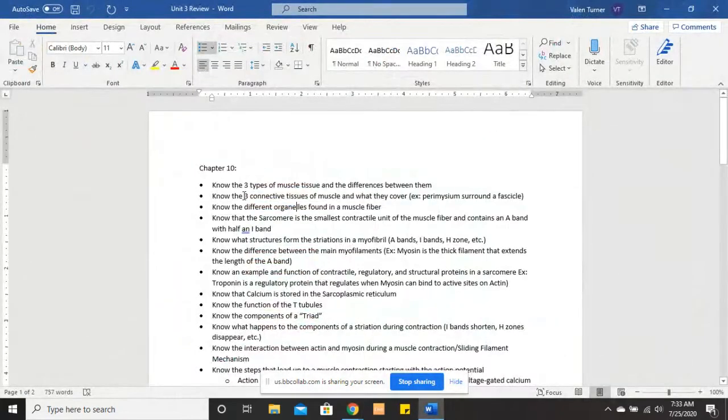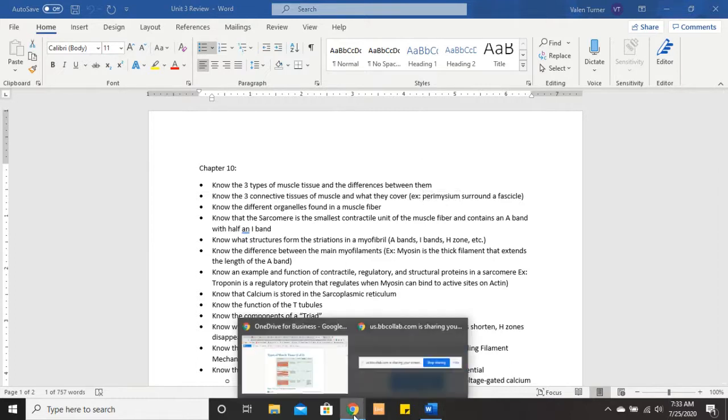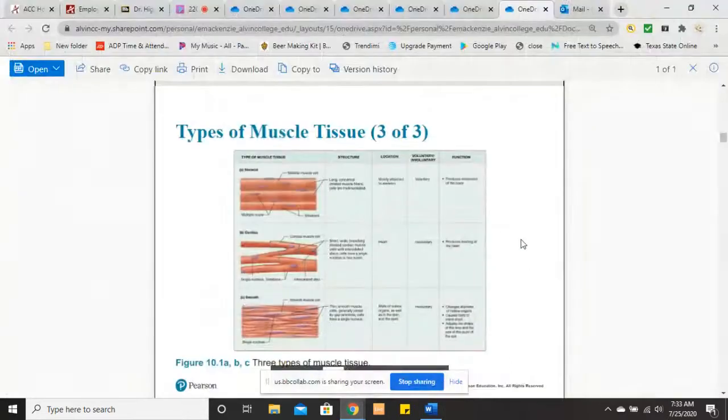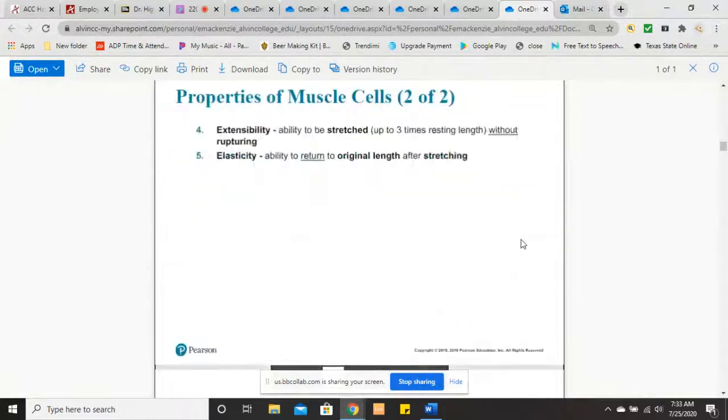Here we go. Eventually we've got to get ourselves up to a muscle. We've got to build a muscle, and to build a muscle, you need a whole bunch of muscle cells. You have to hold those muscle cells together with connective tissue. You have to know what I call your connective tissue coverings and what they cover. There's something called perimysium, endomysium, and epimysium.